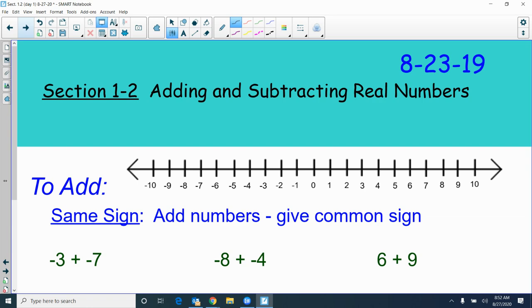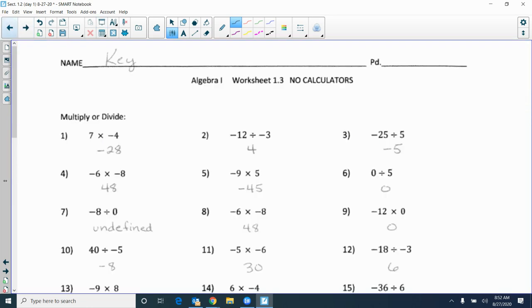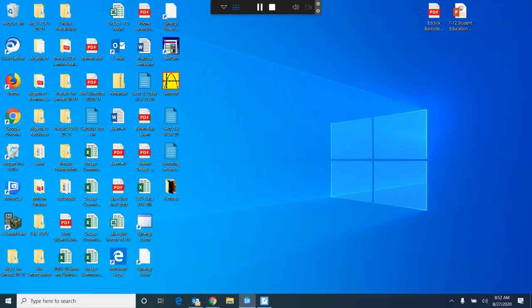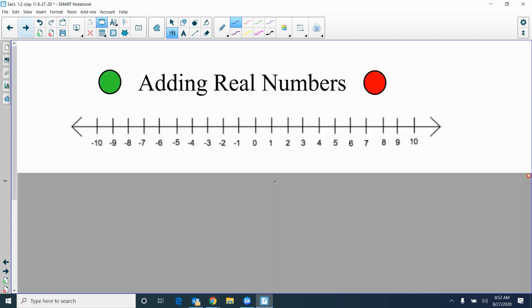Let's see something here. Let me see something real quick. No, we're good.